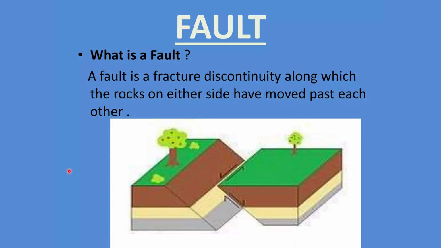So what is a fault? I think everybody should know what a fault is. It is a simple fracture or discontinuous surface along which the blocks have moved away from each other or along each other. This is called the fault. Here you can see a block diagram where two blocks are there. On the left side this is one block and another block is this one, and this plane is a discontinuous surface along which the blocks are moved past each other. This is called a fault.